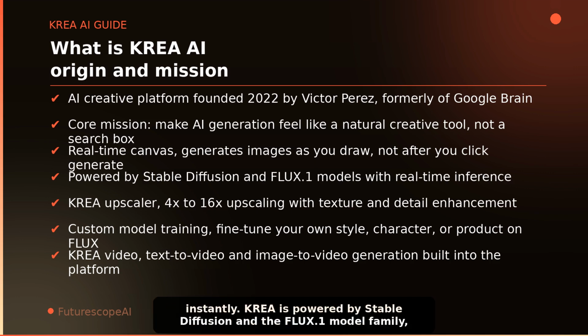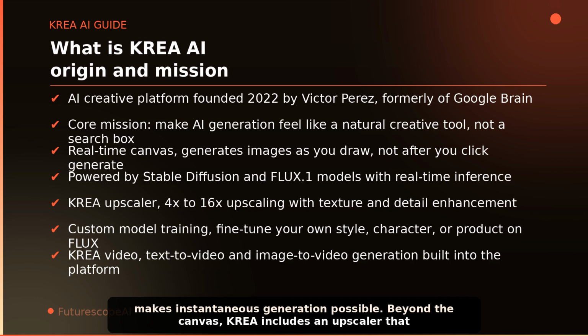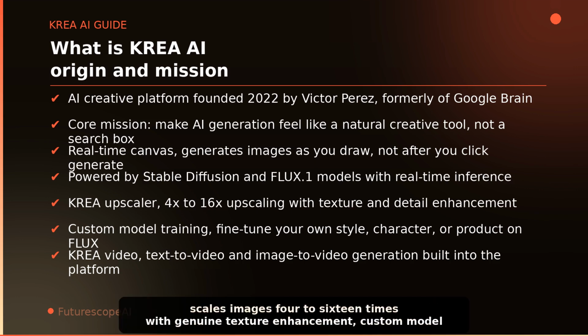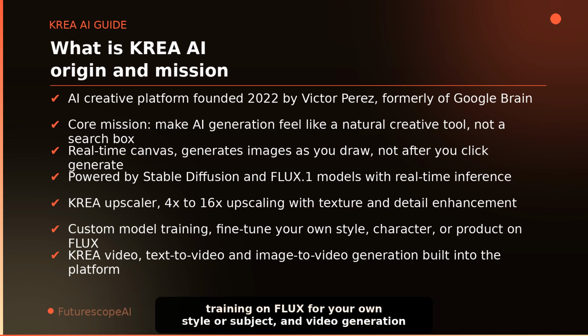KREA is powered by Stable Diffusion and the Flux.1 model family, with a real-time inference pipeline that makes instantaneous generation possible. Beyond the canvas, KREA includes an upscaler that scales images 4 to 16 times with genuine texture enhancement, custom model training on Flux for your own style or subject, and video generation from both text and still images.